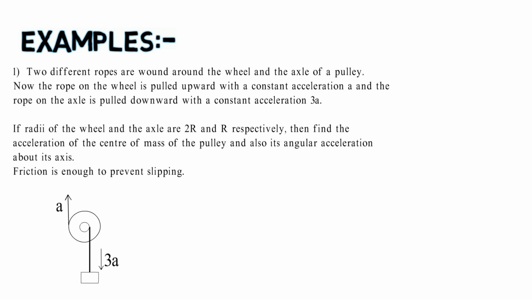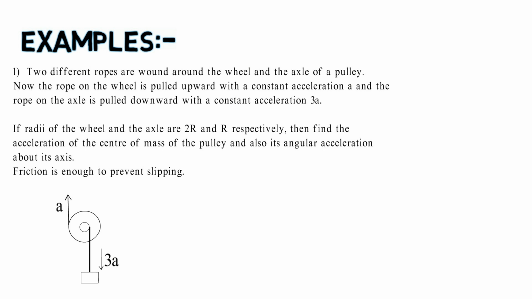So here is an example. Let's take it. What is said here? Two different ropes are wound around the wheel and the axle of a pulley. Now the rope on the wheel is pulled upward with a constant acceleration of a, and the rope on the axle is pulled downward with a constant acceleration of 3a. If the radii of the wheel and axle are 2r and r respectively, then find the acceleration of the center of mass of the pulley and also its angular acceleration about its axis.